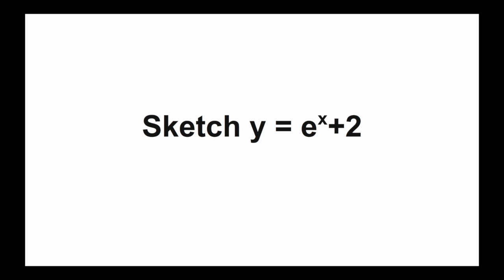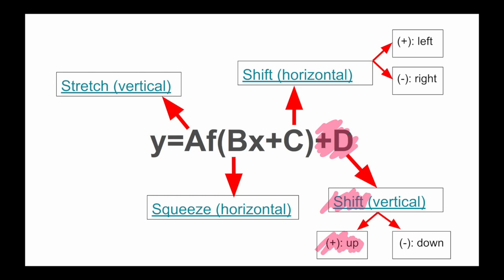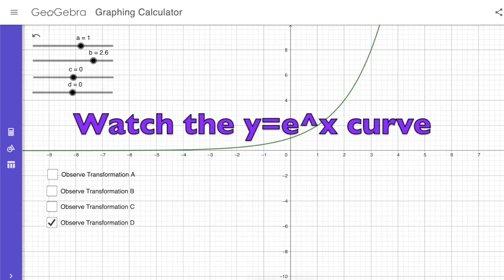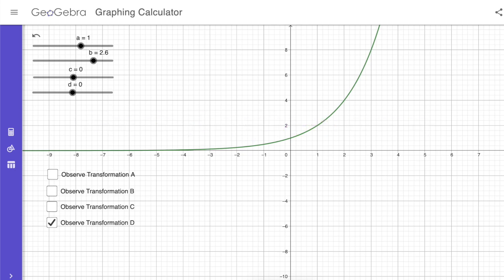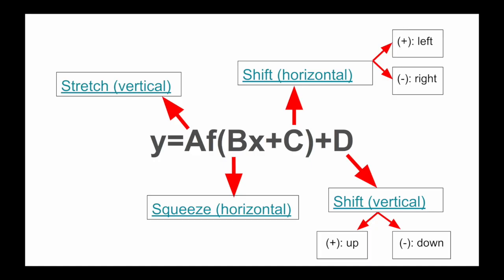Now, let's look at the graph of y equals e to the power of x, plus 2, where plus 2 corresponds to a vertical shift upwards of 2 units. In this case, watch how the default curve shifts up by 1 and again by 1 more time to achieve its final form. But what if I have more than one variable to work with?